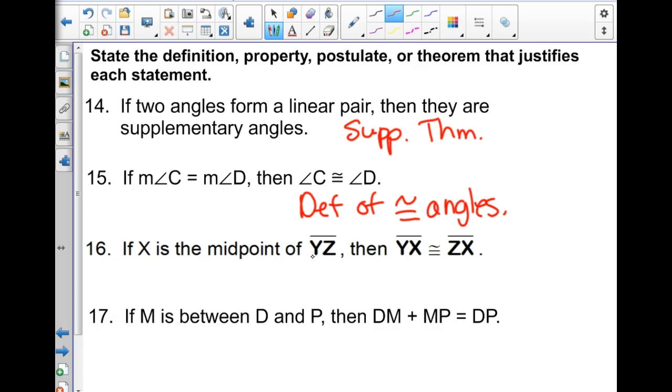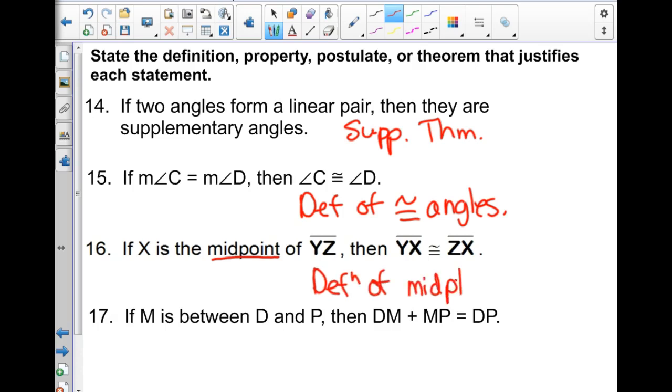All right, if X is the midpoint of segment YZ, then YX and ZX are equal. It's saying that they're congruent, not adding. So if it's the midpoint, why are they congruent? This is your clue right there. It's just what a midpoint means. What does a midpoint do? It divides the segment into two congruent segments. So you write definition of midpoint.